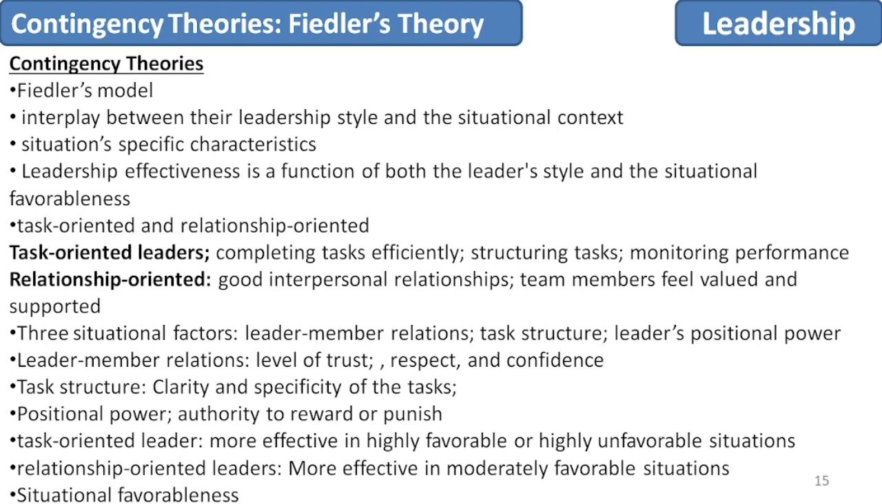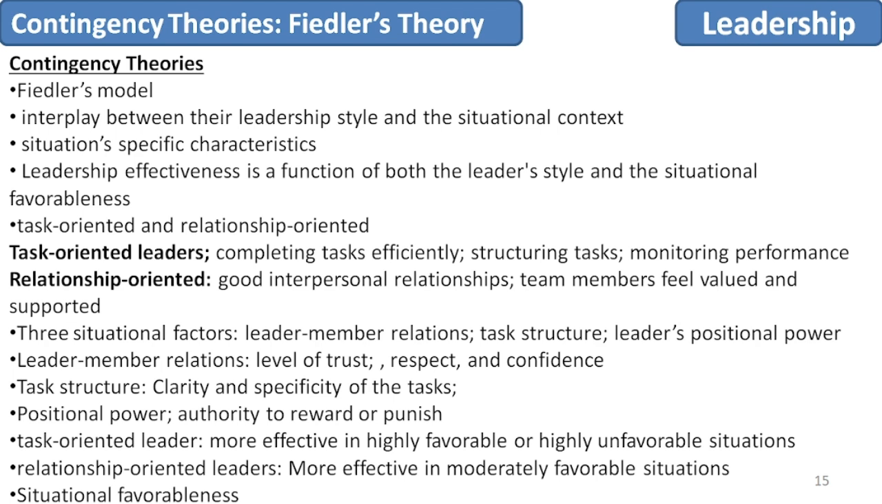Fiedler's contingency model posits that the effectiveness of a leader's style is contingent on the degree to which these situational factors are favorable. For instance, a task-oriented leader is likely to be more effective in highly favorable or highly unfavorable situations. In highly favorable situations, where leader-member relations are strong, tasks are clear, and the leader's power is substantial, task-oriented leaders can leverage their focus on goal achievement to drive performance.